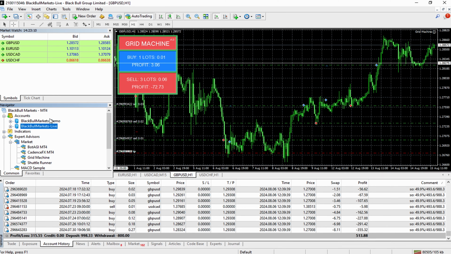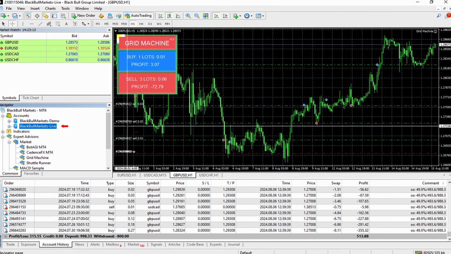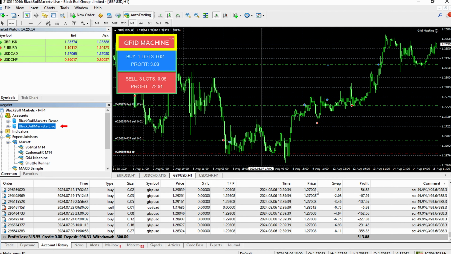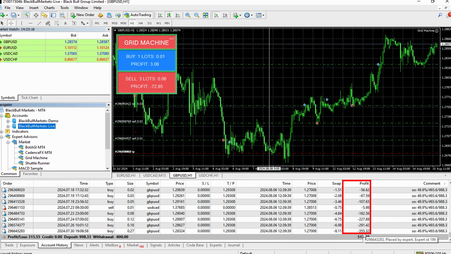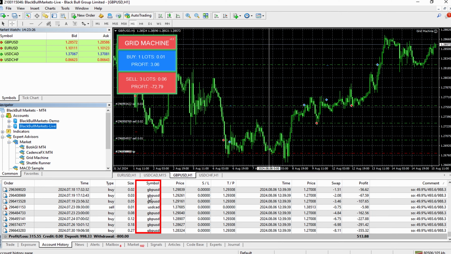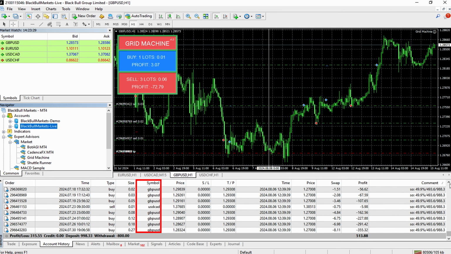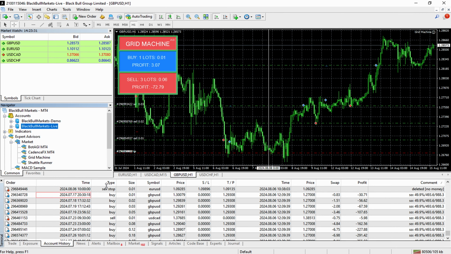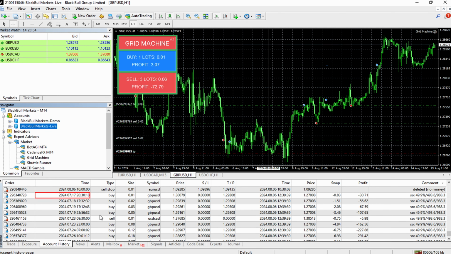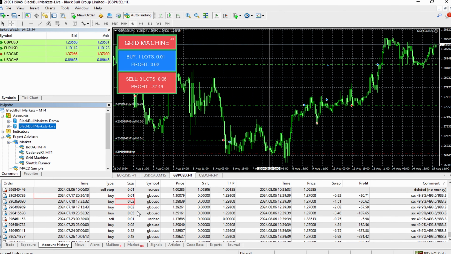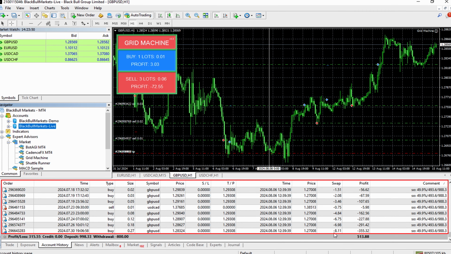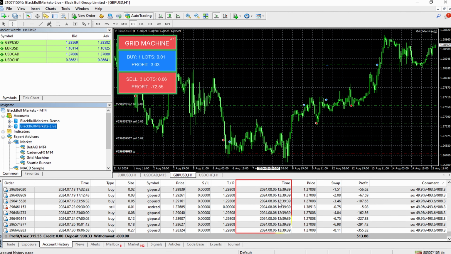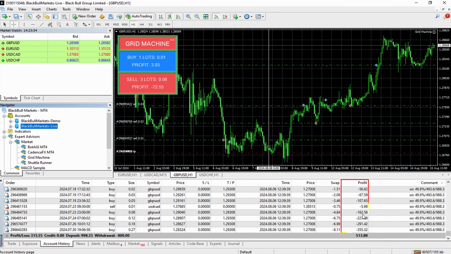So if I show you one of my VPSs with a live account where I'm trading the grid machine, you will notice that recently there were plenty of negative trades, and all of these were with the pound dollar. You can see that it started buying on the 17th of July. It started with 0.01, then 0.02, 0.03, all the way down to 0.27, and all of these trades were closed on the 6th of August with huge losses.